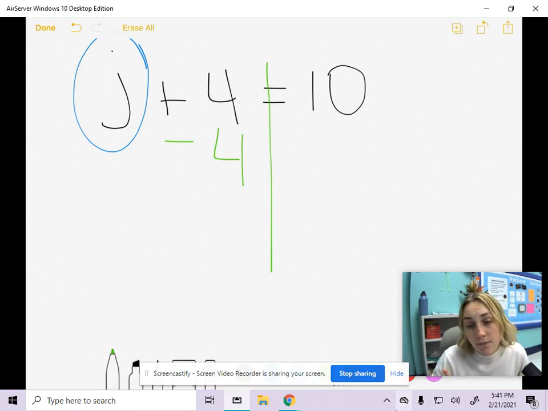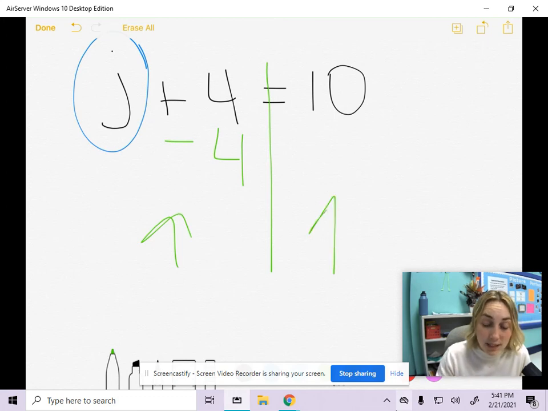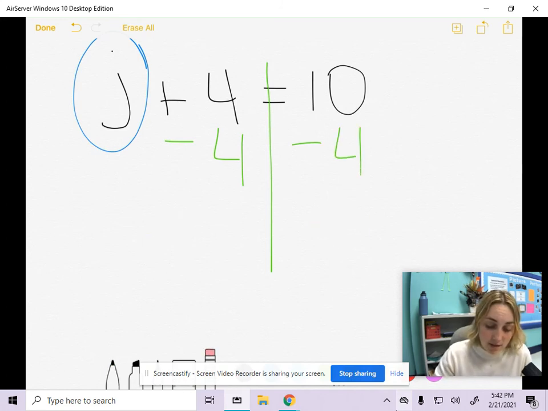But here's the thing. If you do it on one side of the equation, you have to do it on the other side of the equation as well. So if I'm subtracting 4 on this side of the equation, I have to do the exact same thing on the other side of the equal sign. That means I need to subtract 4 from 10. Okay? So then here's what we have left. Positive 4 subtracted by 4, those cancel out. They equal 0.